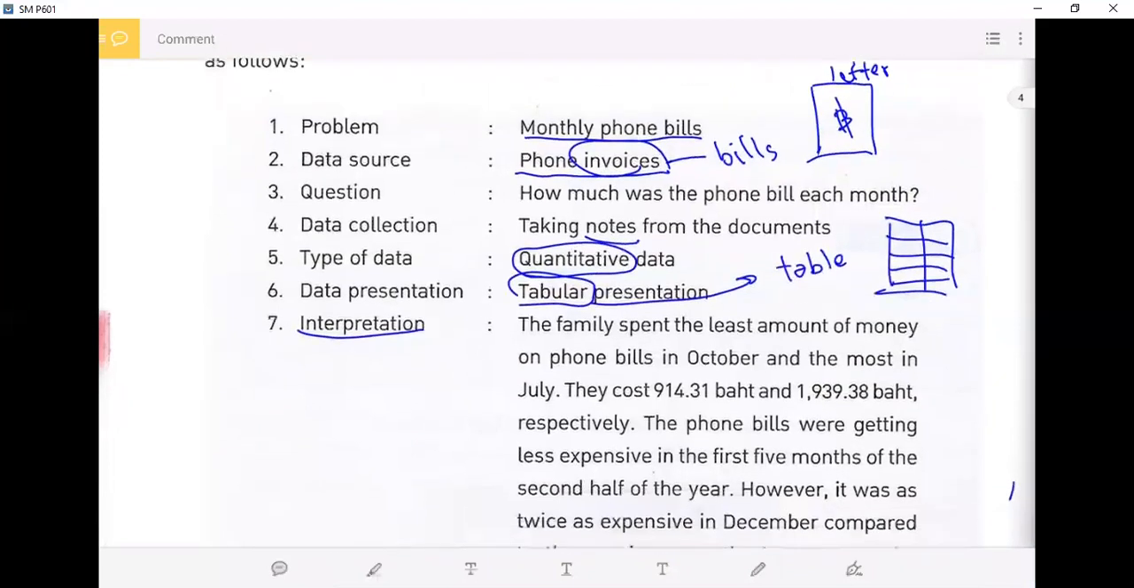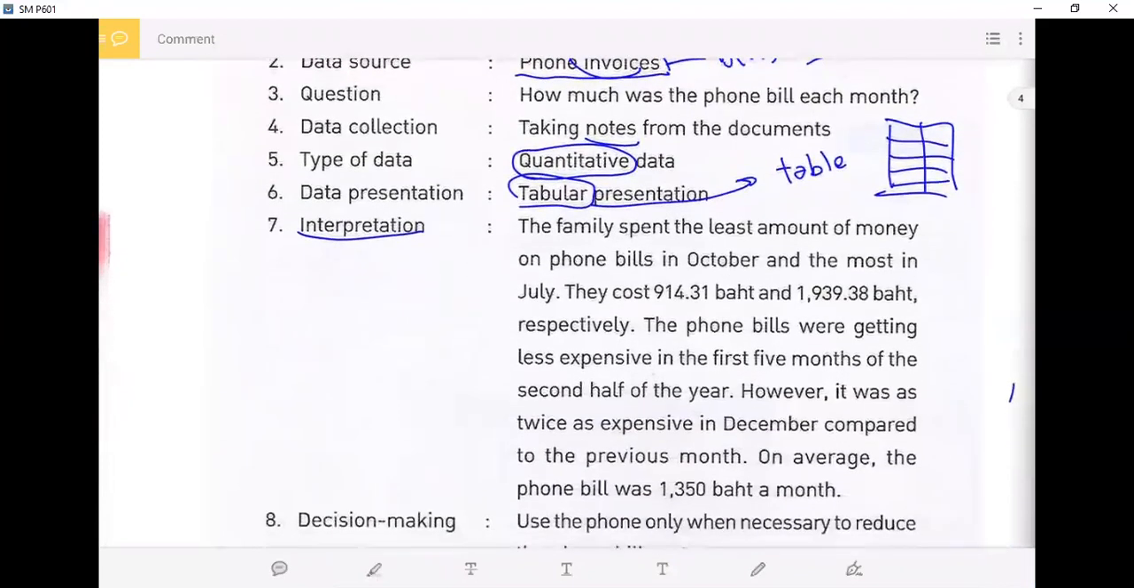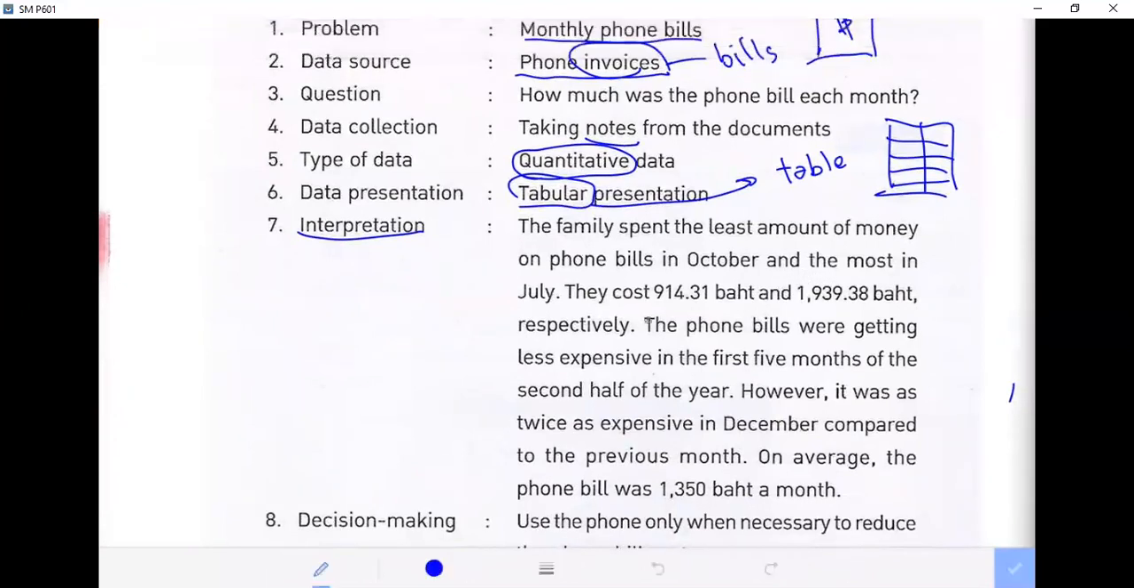Interpretations. From the table, she can change it to a summary, right? She described something is high, something is low. She described that it's lowest at this month and higher at this month. And then she described more like the first 5 months of the second half of the year being less expensive, like the graph that I drew for you. And then she can also find the average.